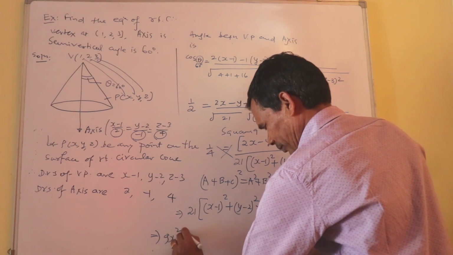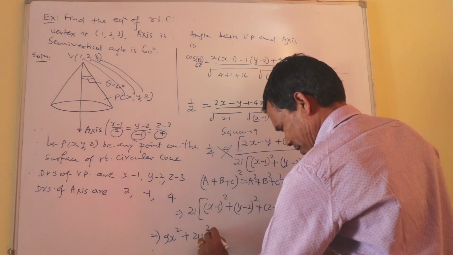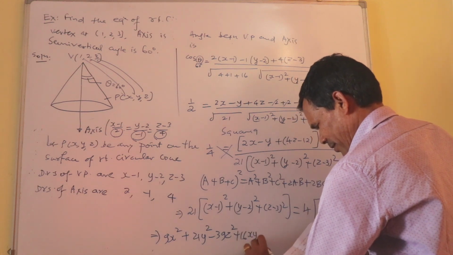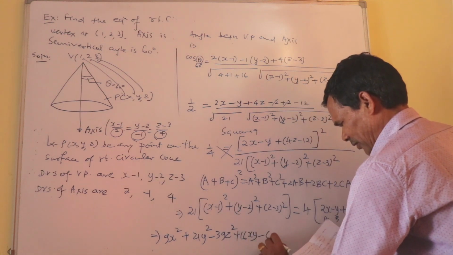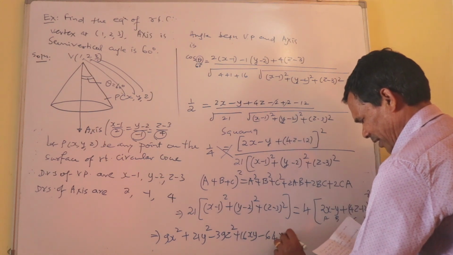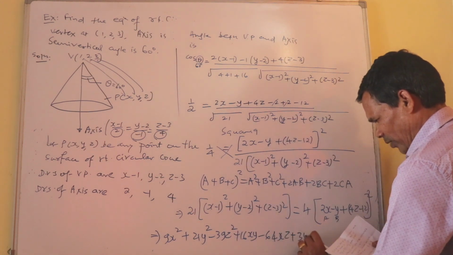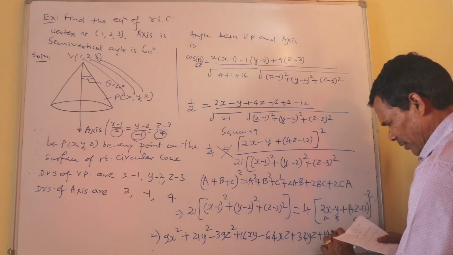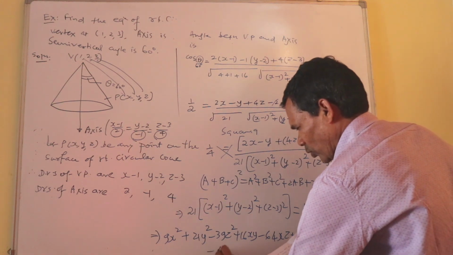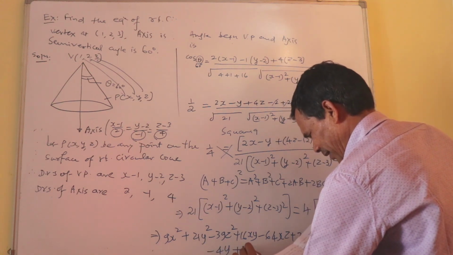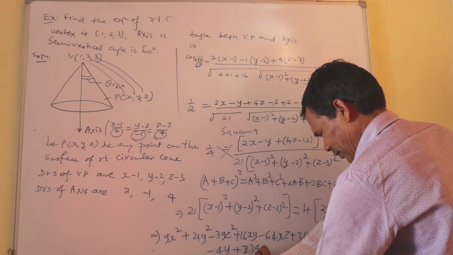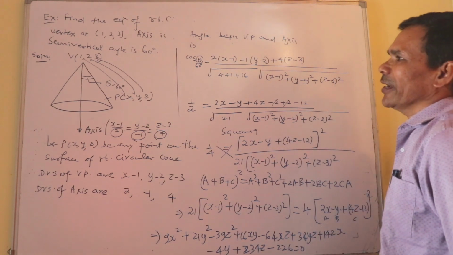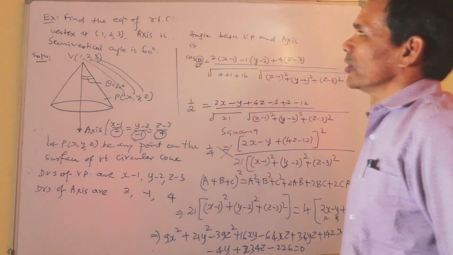9x square plus 21y square minus 39z square plus 16xy minus 64xz plus 32yz plus 142x minus 4y plus 2234z minus 226 is equal to 0. So this is the required equation of the right circular cone.